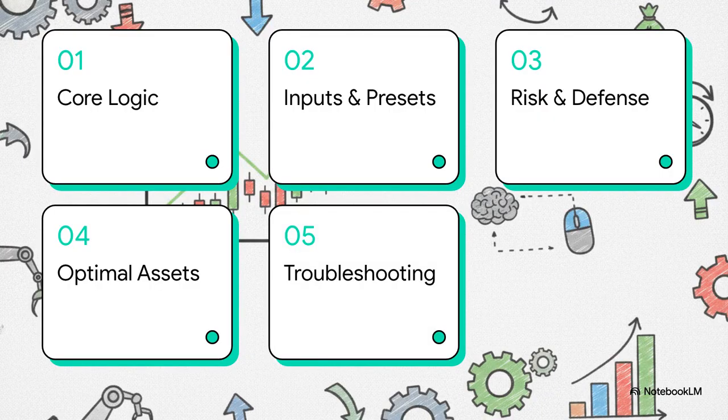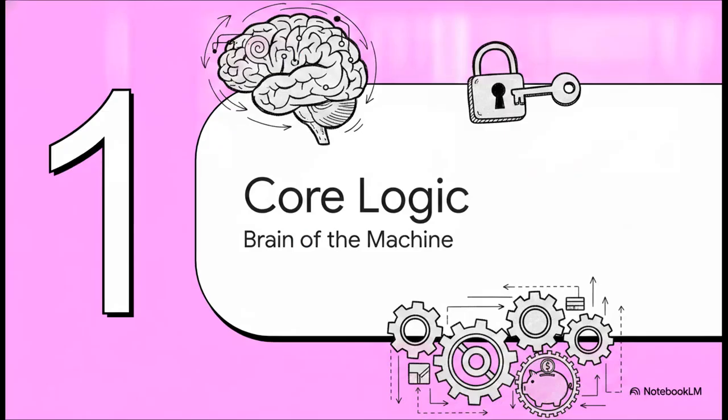To make this dense manual super easy to digest, we've broken the whole thing down into 5 key parts: core logic, inputs and presets, risk and defense, optimal assets, and finally, a bit of troubleshooting. So let's kick things off with part 1, core logic, the brain of the machine.